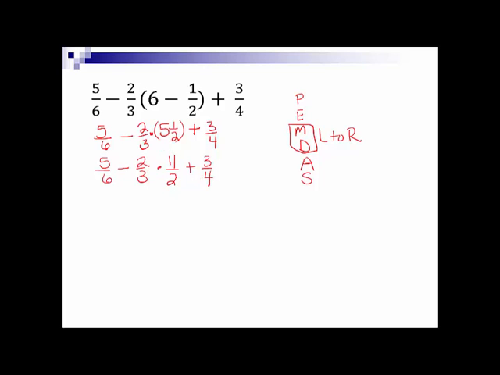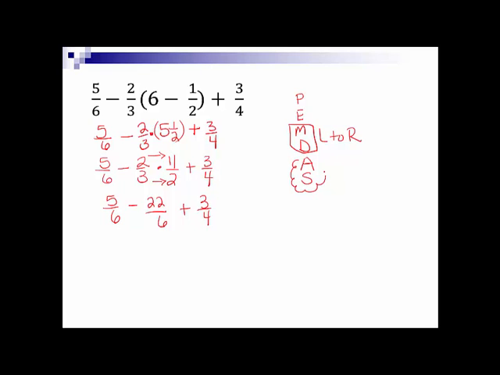Now again, I need to take care of the multiplication. I can choose to multiply straight across the top, straight across the bottom. So I'm going to go ahead and do that. You could simplify first if you wanted to, but there's no need to. So that's 5/6 minus 2 times 11 is 22, 3 times 2 is 6, plus 3/4. So now I've taken care of all multiplication and division, and all I have left is addition or subtraction.